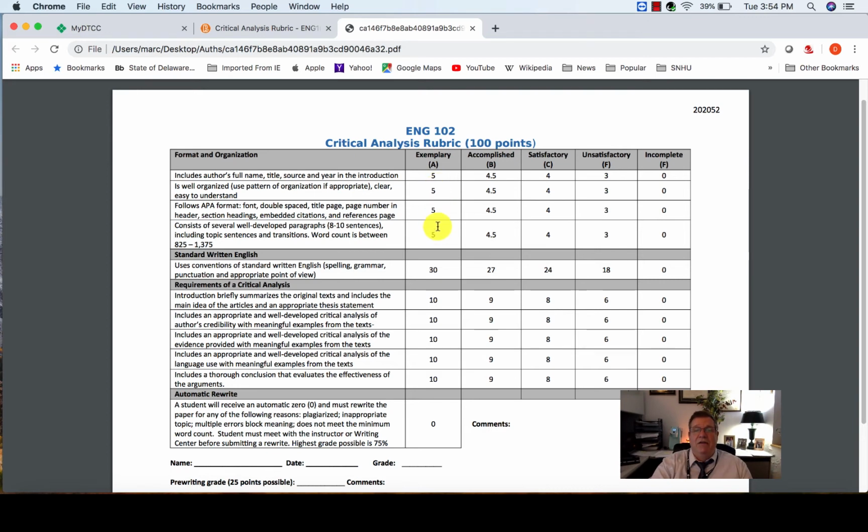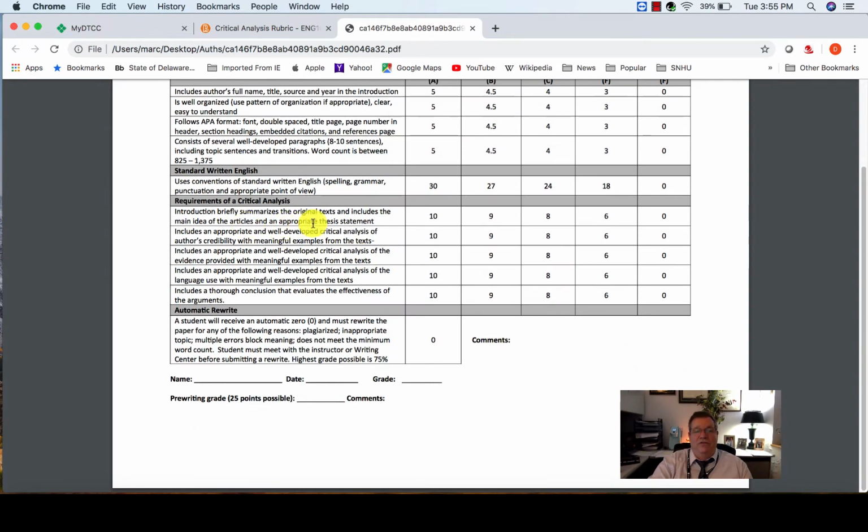So that here is worth 20 of the 100 points. Your grammar is worth 30. So 50% of the paper deals with basically formatting issues and grammar. The other 50% is the actual content. So we're dealing with the introduction.